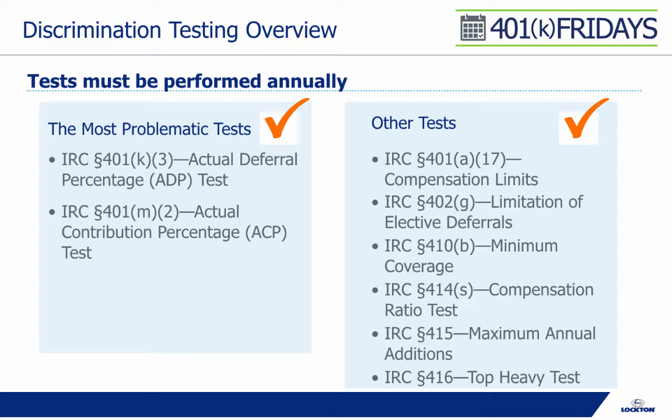There are many tests which need to be performed as part of your discrimination testing. The most problematic tests, and the real focus of this video, will be the actual deferral percentage, or ADP test, and the actual contribution percentage, or ACP test. There are several other tests that you can see on this page which you have to go through, most of which will pass with some exceptions from time to time.